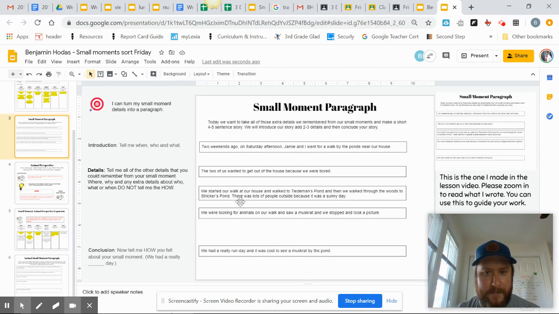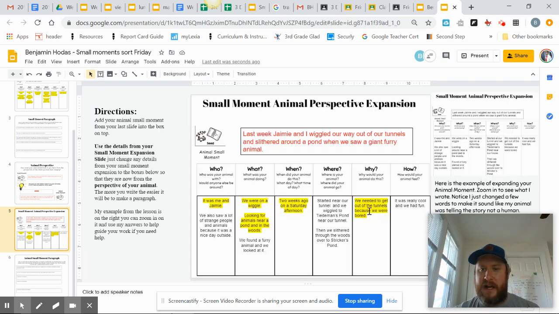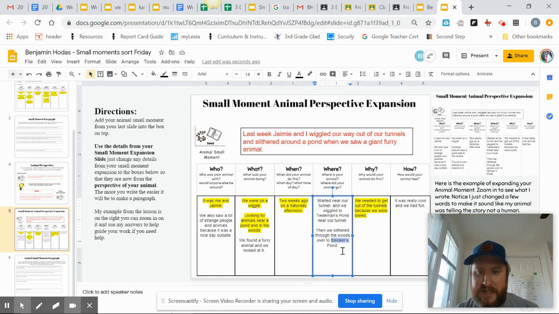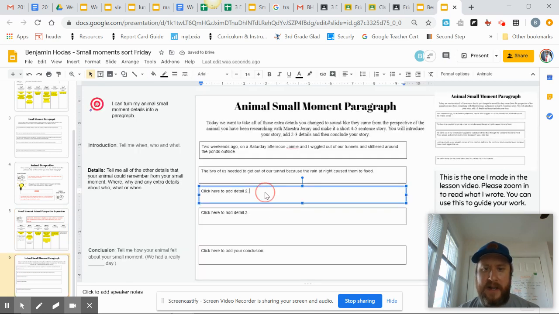Let's see what we did up here in my human one. So we started our walk at our house and walked to Tiedemann's Pond, then walked through the woods to Stricker's Pond. So let's see how we changed that with our animal details. Started near our tunnel and wiggled to Tiedemann's Pond near our tunnel. Then we slithered through the woods over to Stricker's Pond. So I want to combine these two details into one sentence. All right. I'm going to highlight those because those are the ones I'm going to be using. I'm going to come back here and I'm going to turn that into one sentence and I'll show you what I come up with.